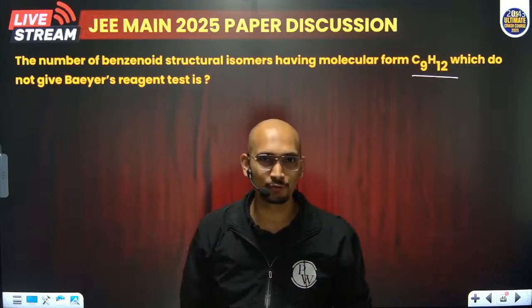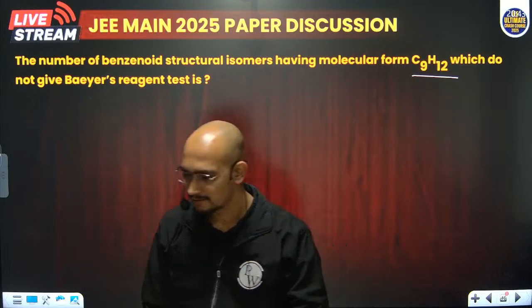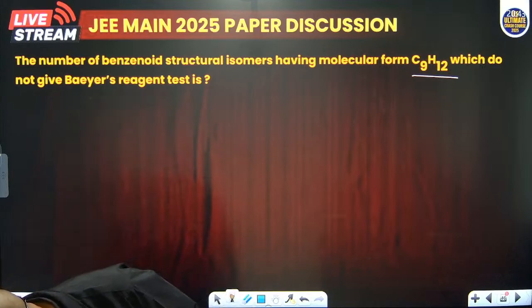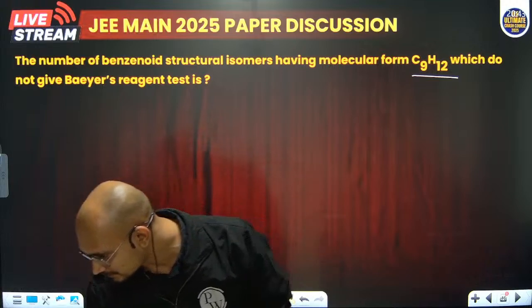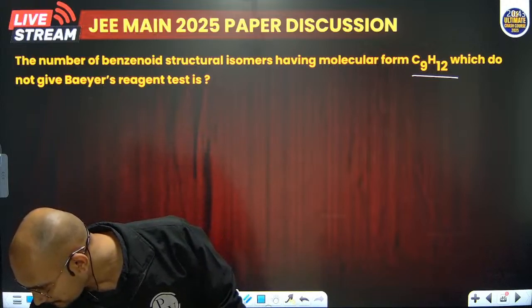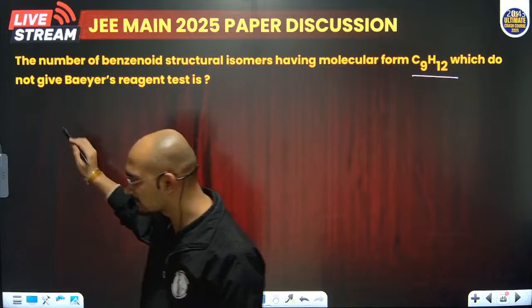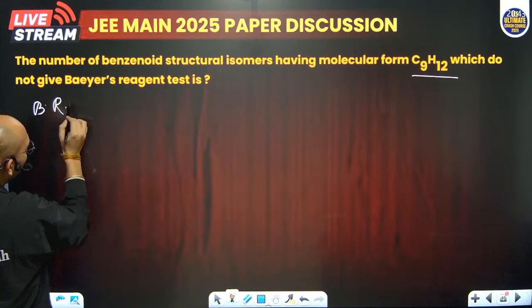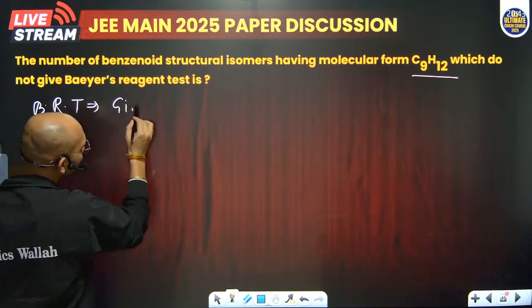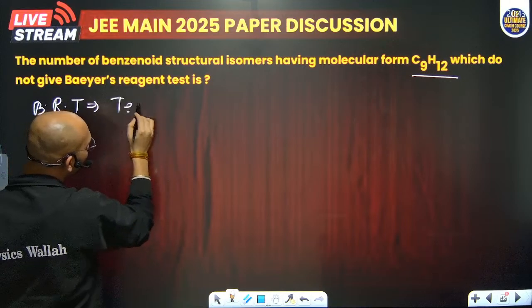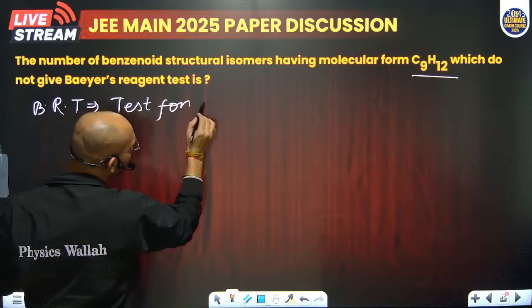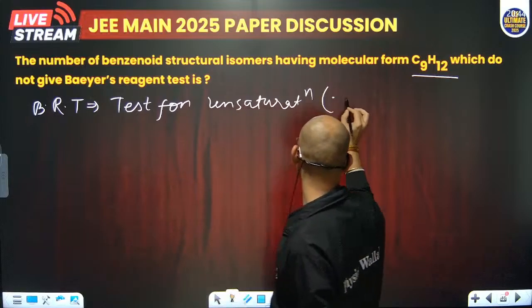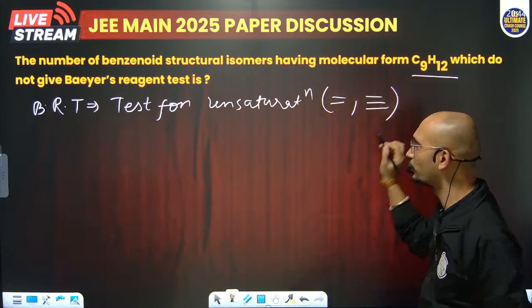अच्छा, ये पहले तो first question, Bayer's reagent test is given by whom? What gives Bayer's reagent test? Anyone? You can answer. Bayer's reagent test is the test for unsaturation. Unsaturation means whether there is going to be a double bond or a triple bond.